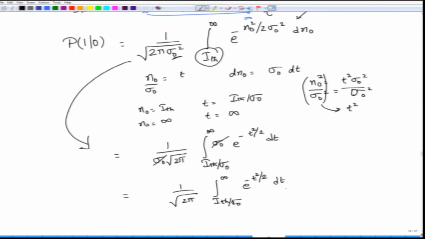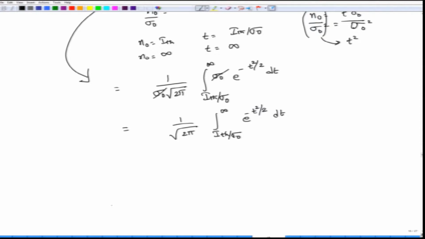Now do you see the equivalence with respect to the Q function? Yes, you do. This is nothing but Q function of I th by sigma 0, okay. So if I know what is the threshold current, right, then this threshold current divided by sigma 0 will be the expression for probability that you get 1 when you have actually transmitted a 0. So the receiver mistakenly identifying a 0 as a 1 is given by this expression.